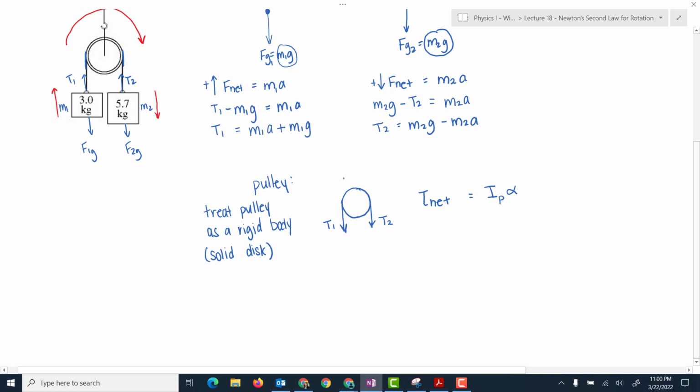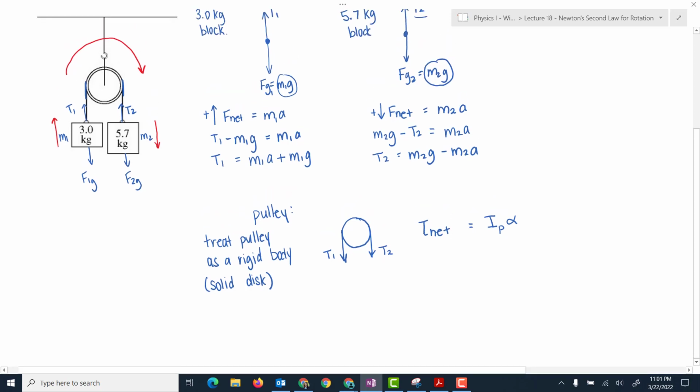All right, so how do we find the net torque of the pulley? We have two forces acting on the pulley, T1 and T2. Which direction are we saying is positive? Normally we say counterclockwise by convention is positive, but in this question we've already decided which way the positive direction is. We said the positive direction is up for the 3 kilogram mass because that's the way it goes, and it's down for the 5.7 kilogram mass because that's the way it's moving.